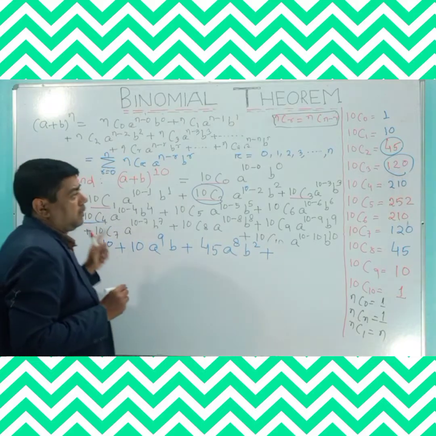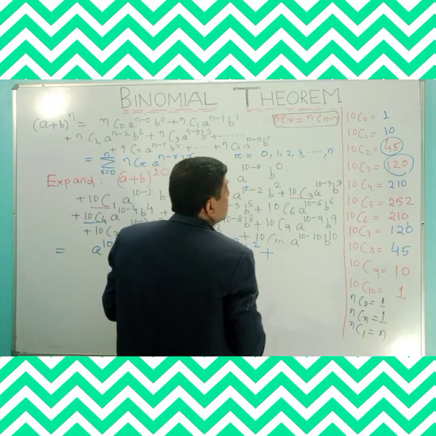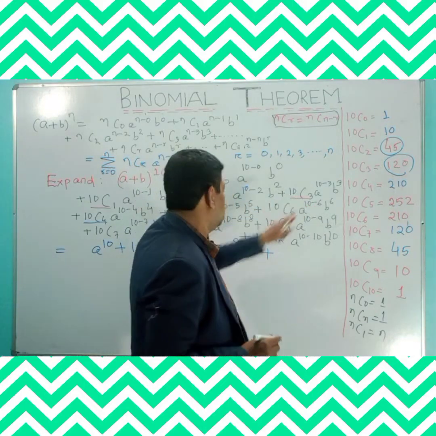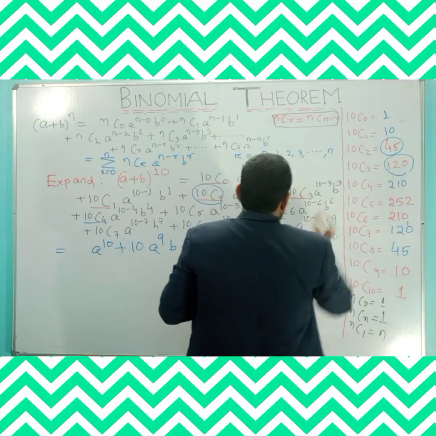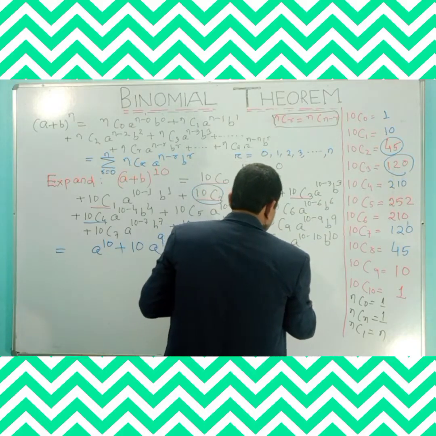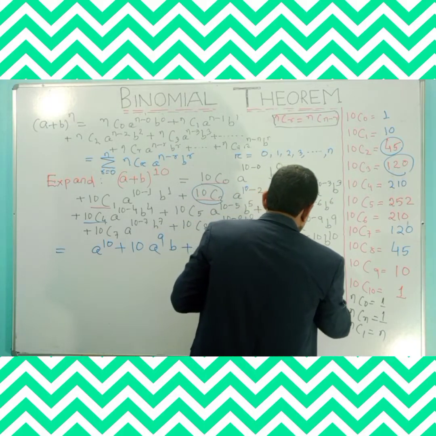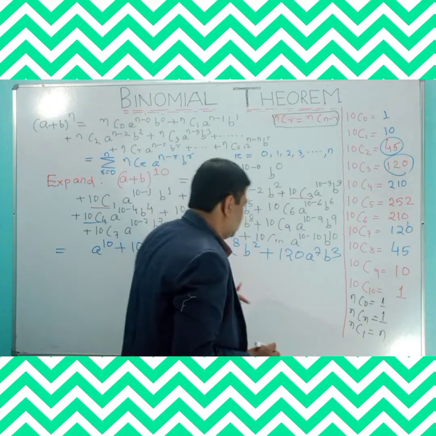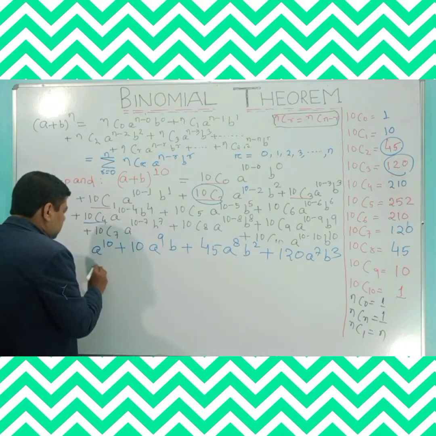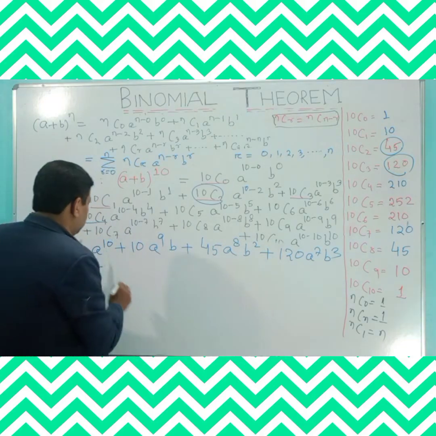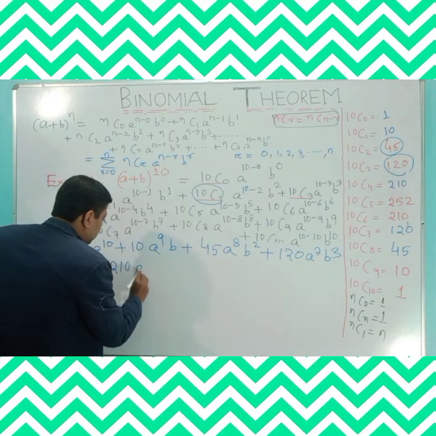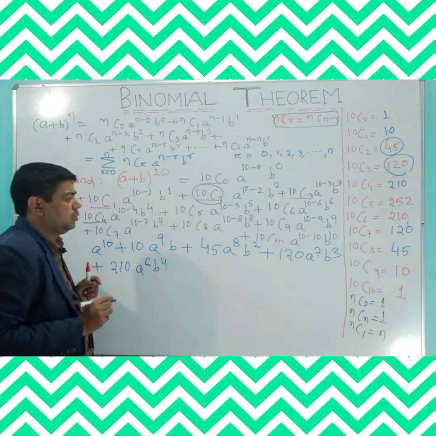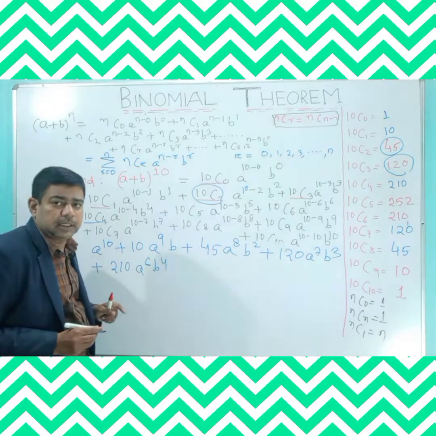Then after that, next is 10C3. Look carefully. The 10C3 value is 120, and a to the power 7, b to the power 3. You see, 7 plus 3 is 10. Then after that, 10C4, value 210, and a to the power 6, b to the power 4. Yes, 6 plus 4 is 10.